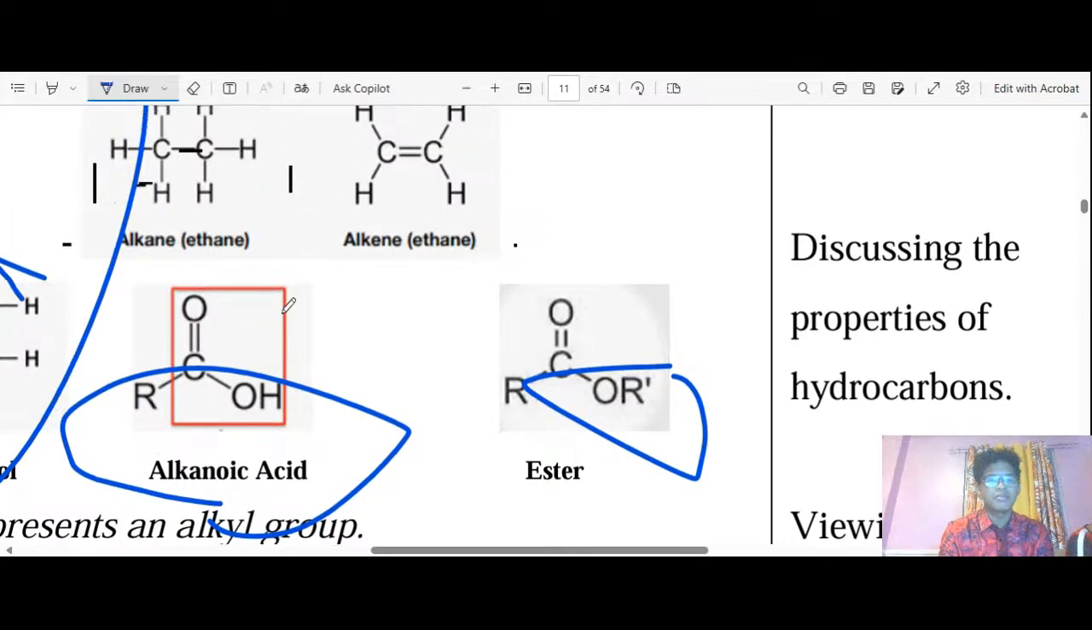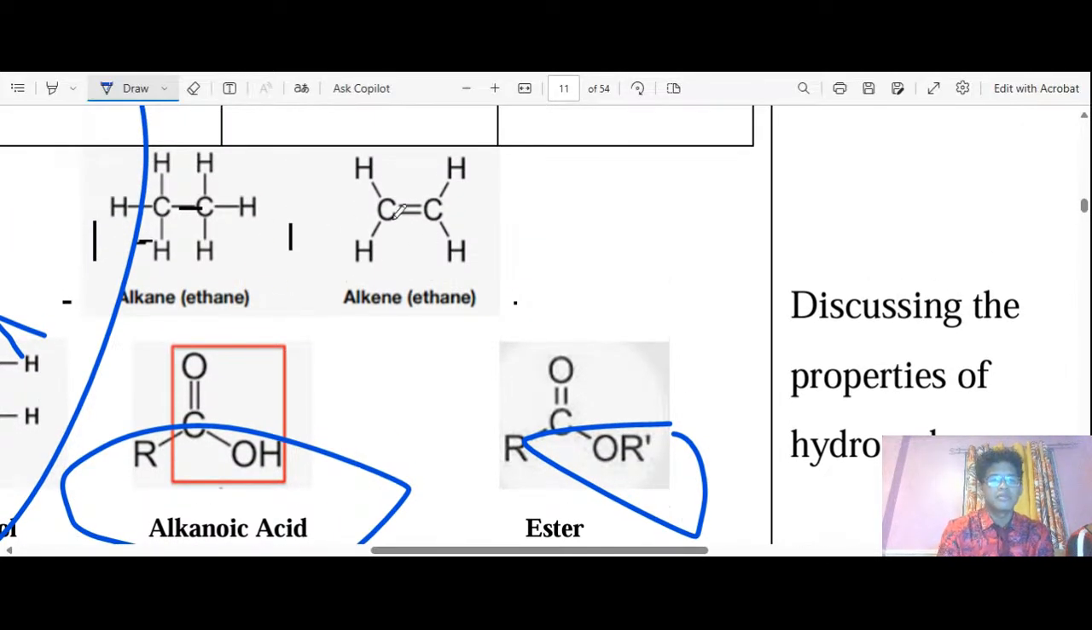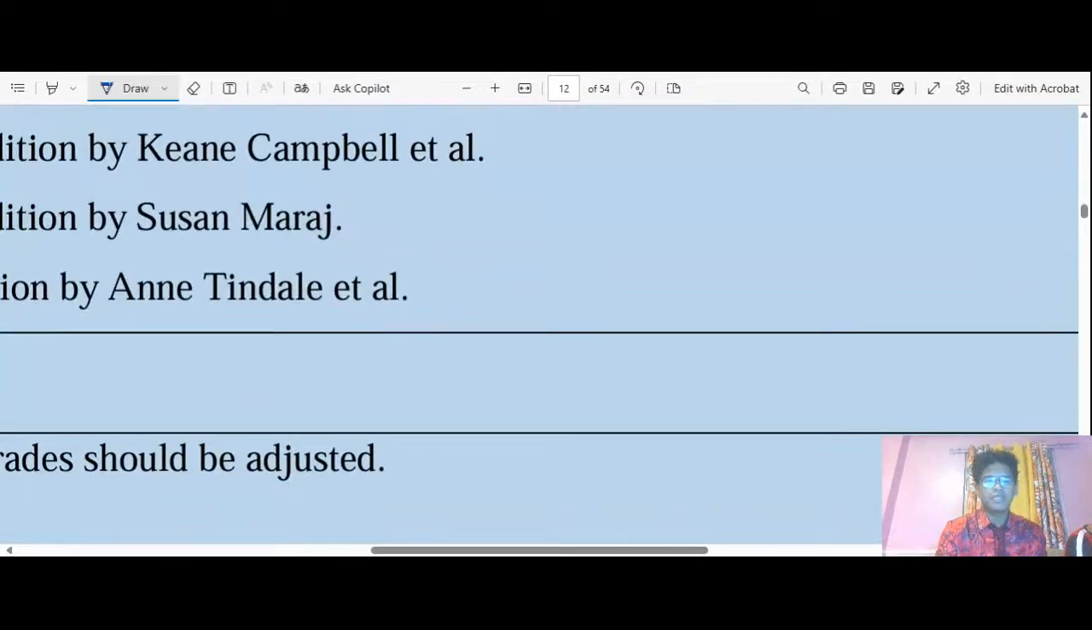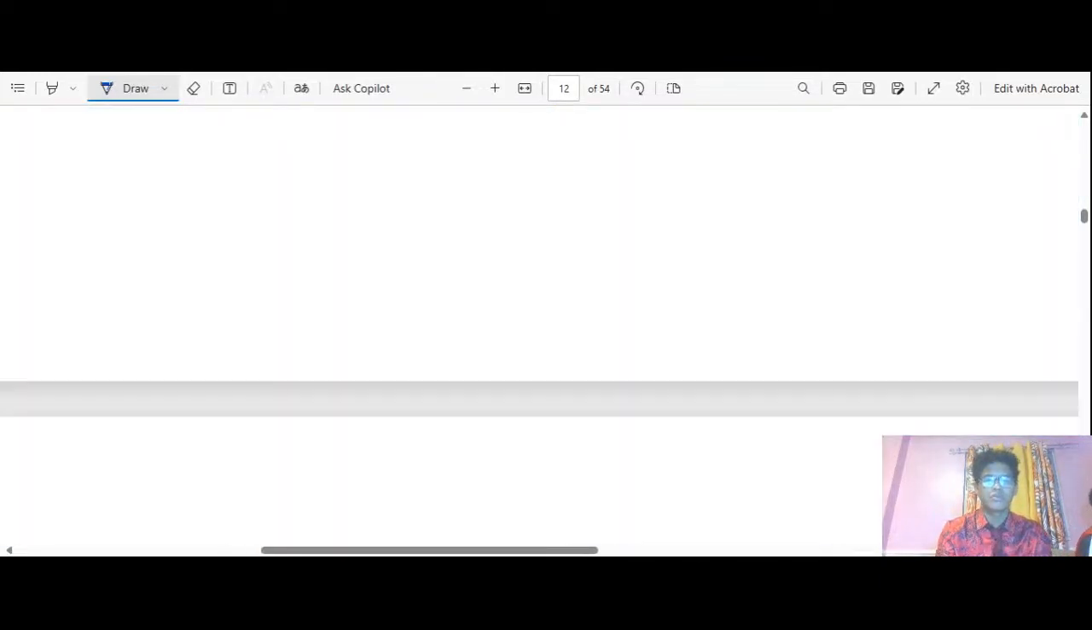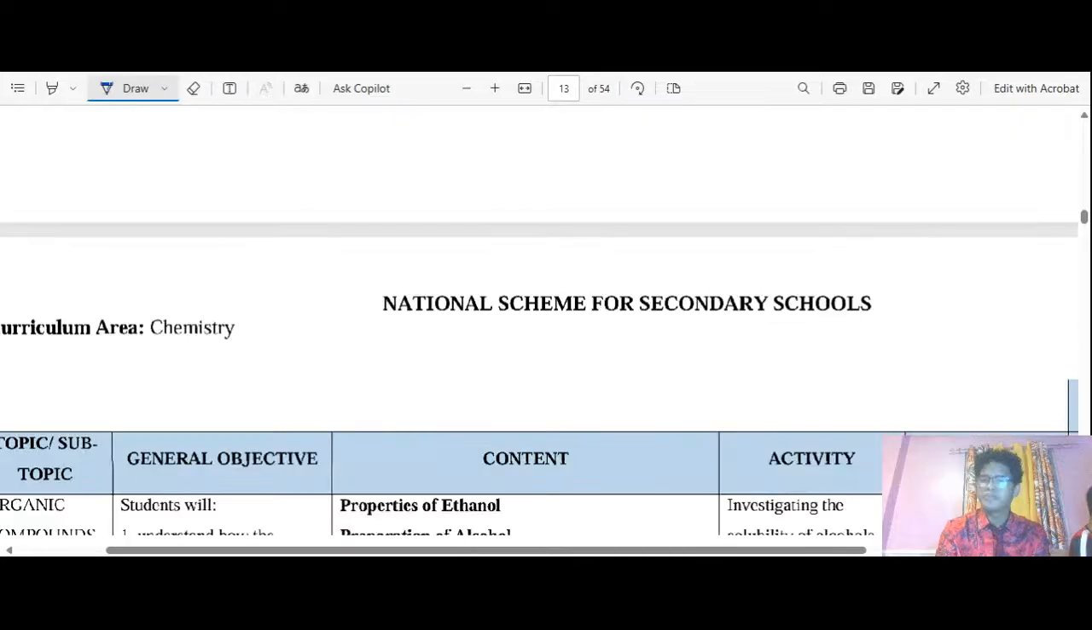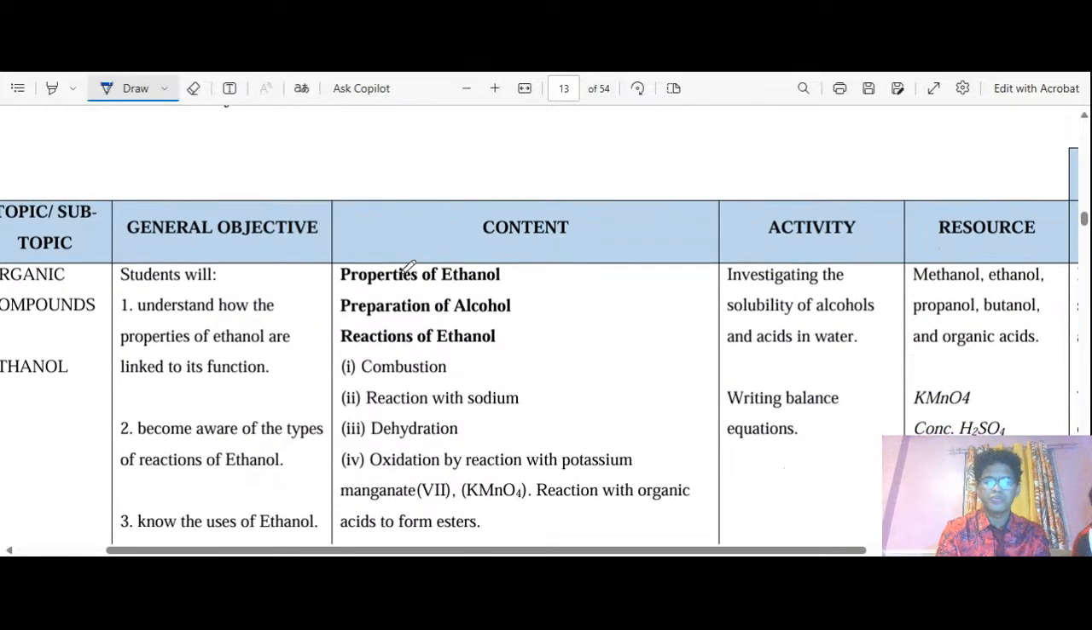So alkane has a single bond with four hydrogens, and as I said before, alkane has a single bond and alkene has a double bond. So that's how we could differentiate between the two. Let's move on, we're just brushing through.